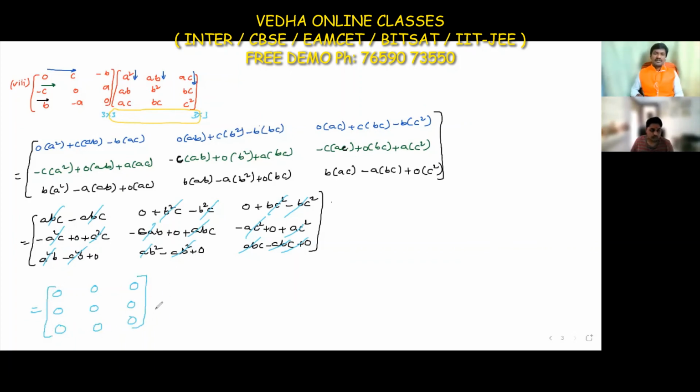Either you can leave it here, or you can write it as the null matrix of 3 by 3. Okay, so this is the required solution. Understood? Yes, sir.